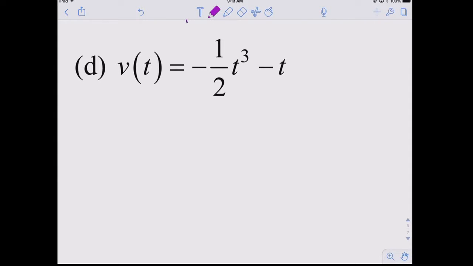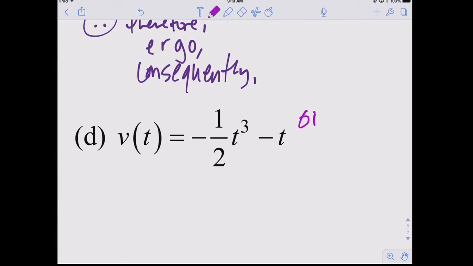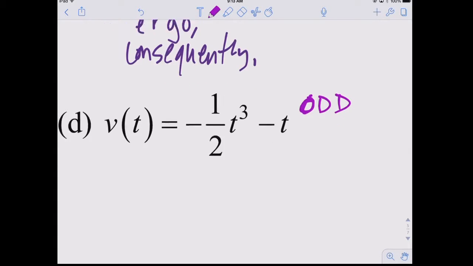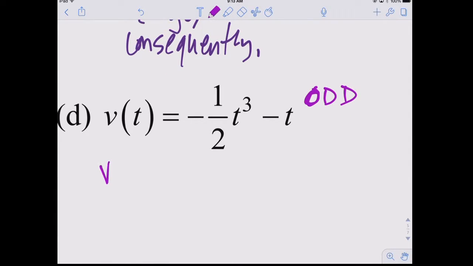So we have two terms. When I plug in a negative t for t, both signs change. So based upon the criteria we've established, that should be what? Odd. This should be an odd function because all the terms in the expression change signs. Now let's see why. The test would look like this.